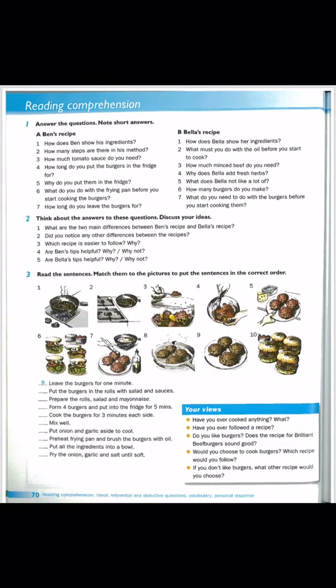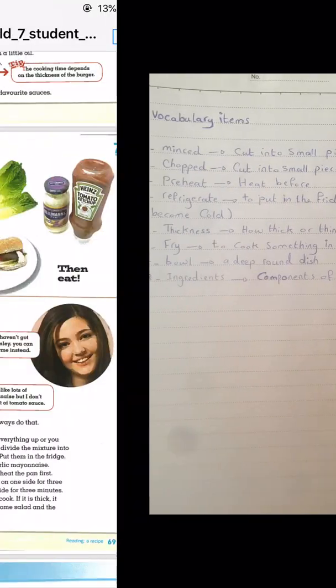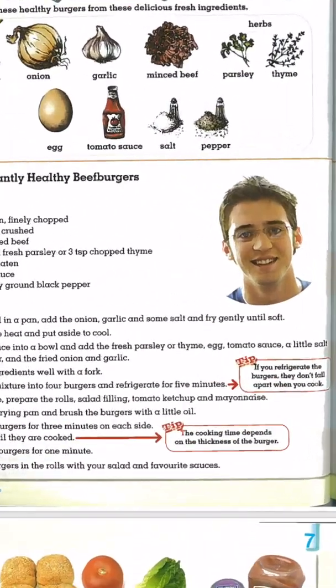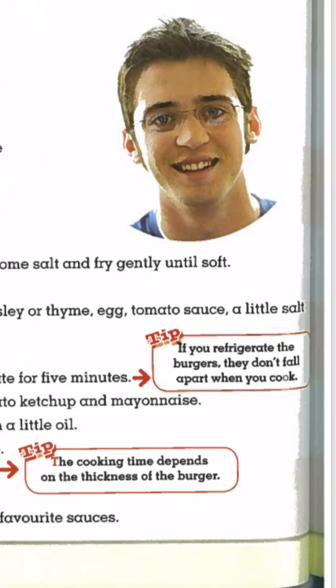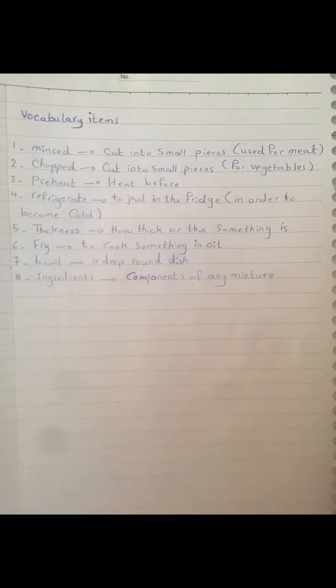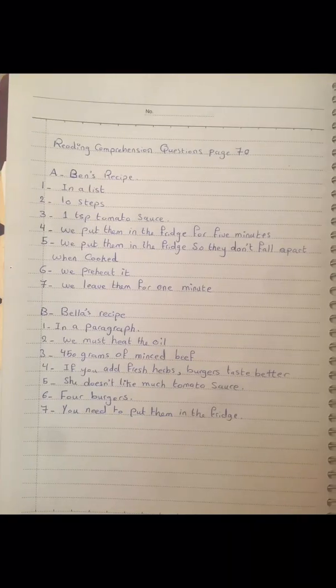Number 5. Why do you put them in the fridge? طبعا موجودة الإجابة بالبوكس الموجود هون. Okay, if you refrigerate the burgers they do not fall apart when you cook. إذن الإجابة: we put them in the fridge so they do not fall apart when cooked.